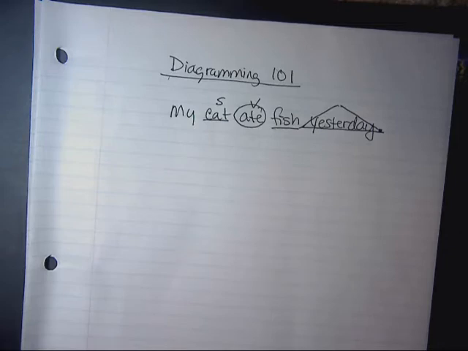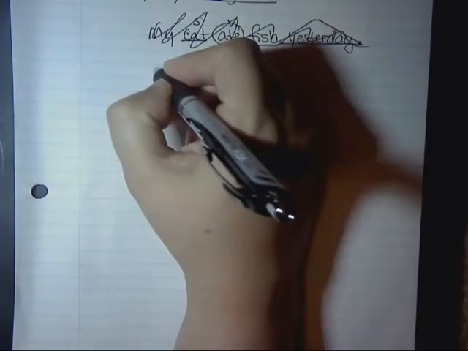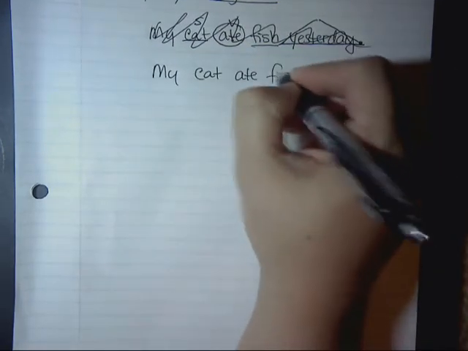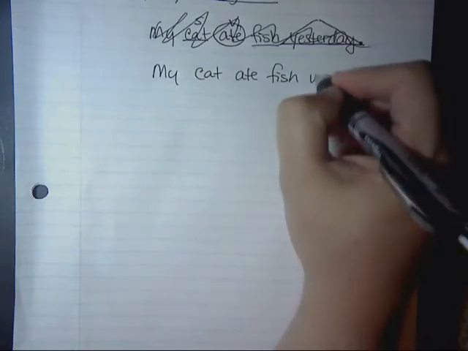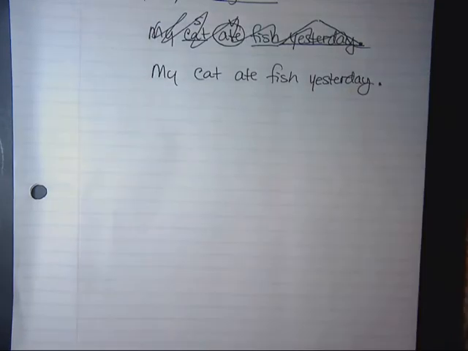Diagramming, though, solves that for us. You get to see how the words are actually related to one another. Let's start again. Get rid of that mess. Here's our cat. She ate fish. Possibly even yesterday. Stella will be best pleased.